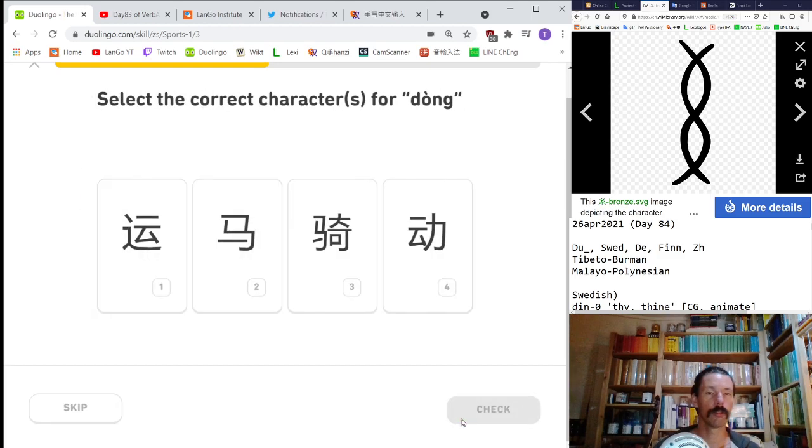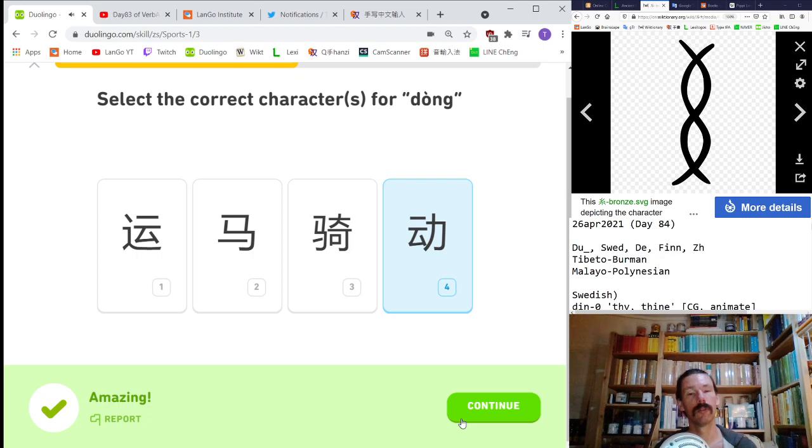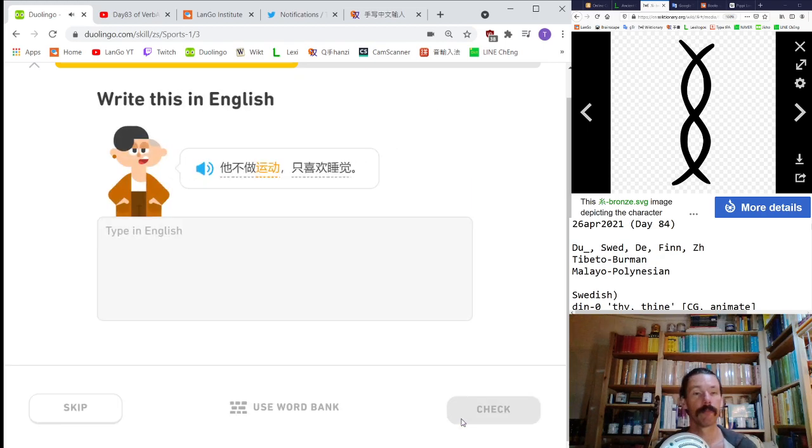动, to move, basically. 运. 他不做运动，只喜欢睡觉. He doesn't do sports. He just likes sleeping.